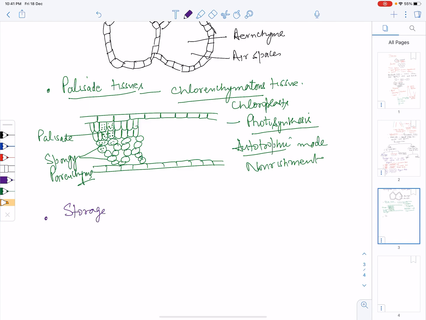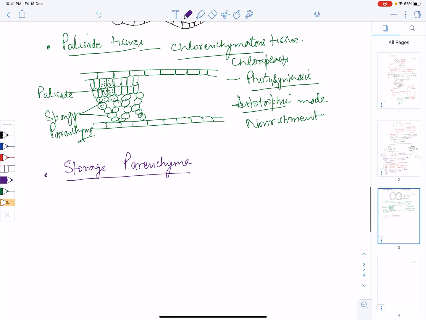Storage parenchyma. Now cells of parenchyma which help in storage are called storage parenchyma. Now storage can be of water, like in succulent plants. Cells store water, so water storage parenchyma is there. So this is called water storage parenchyma.